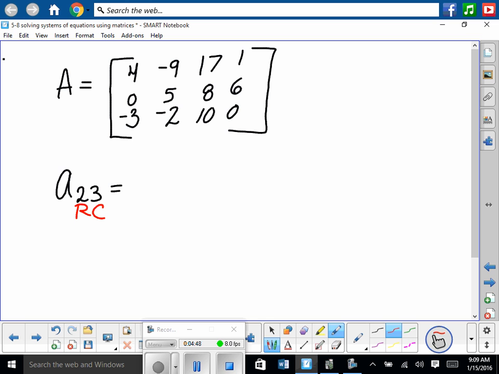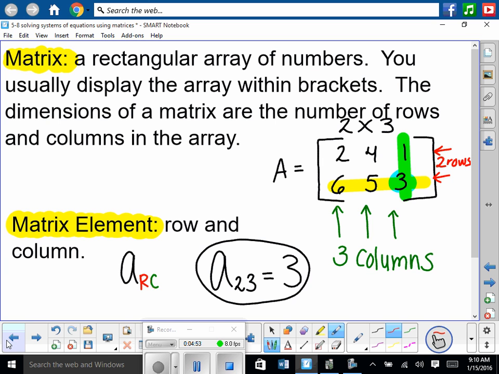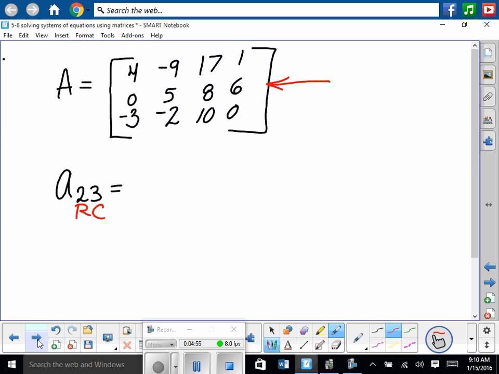So rows are like this. So row 2, I'm going to point. This is row 2. Row 2, and at the same time, column 3. This is 1, 2, and 3. So in row 2, column 3, is 8, right? So our element is 8.